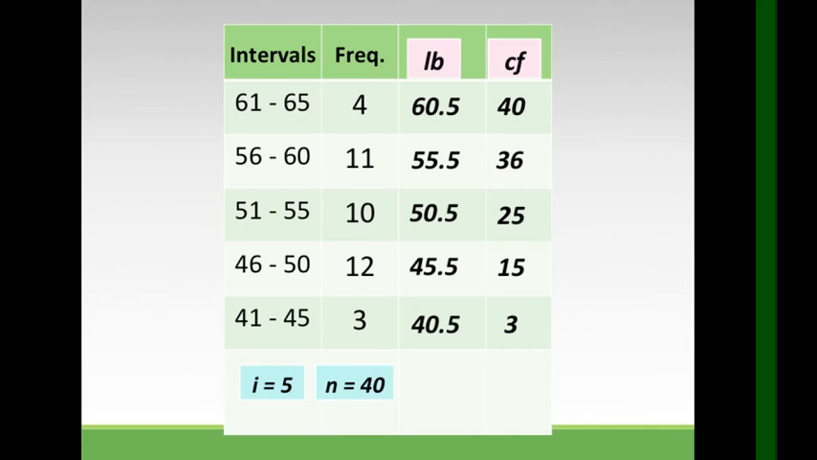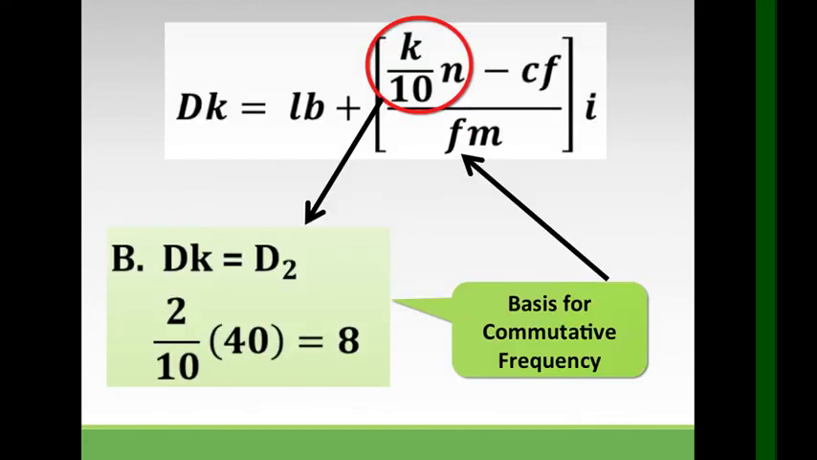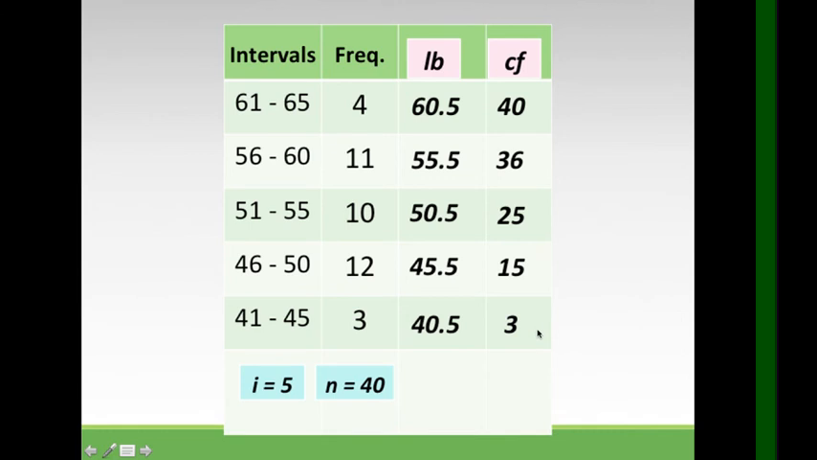Now, proceed tayo dito. Ang nakuha natin is 8, okay? Ngayon, tignan natin ang ating cumulative frequency. Alin dyan yung may 8? Yung 8, wala, di ba? So ngayon, maghahanap tayo ng number na greater than 8 or equal to 8. Okay? But not less than 8. Ang number na greater than 8 but not less than 8 is 15.